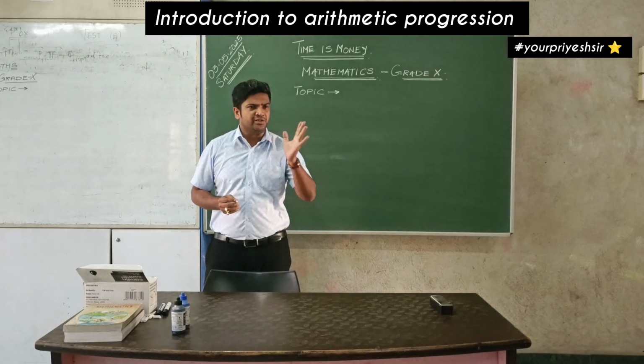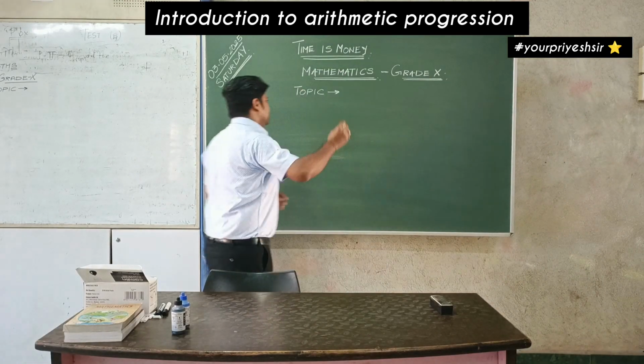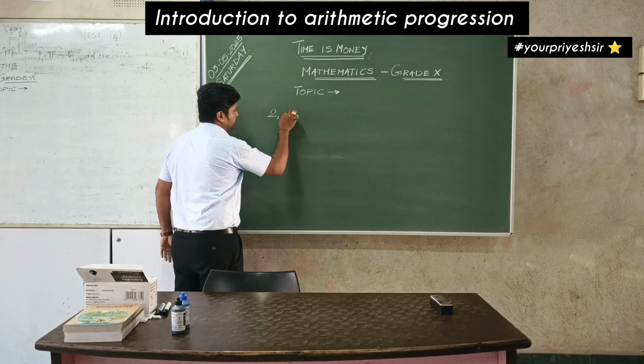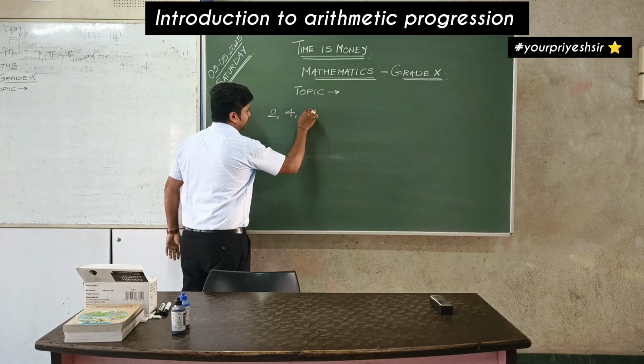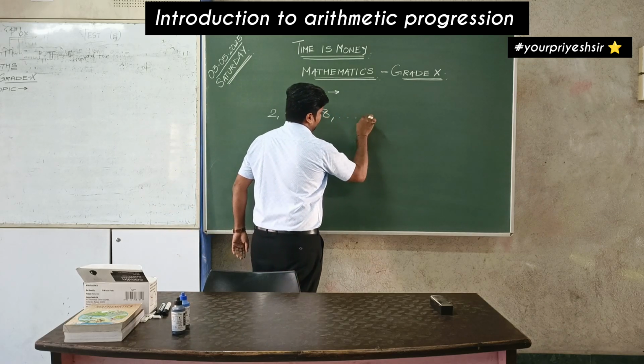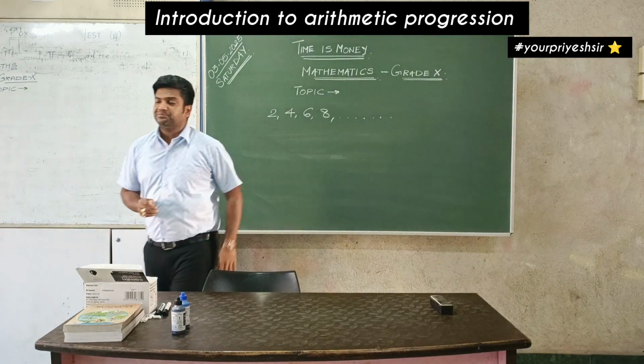So I'll just give some numbers on the board. I'll ask you a few questions on it, and I would appreciate your answers on that, obviously. So I'll just give you a series of numbers. For example, 2, and then I'll make it 4, 6, and 8, and then dot dot dot, which means what? It's going to come in the next order.